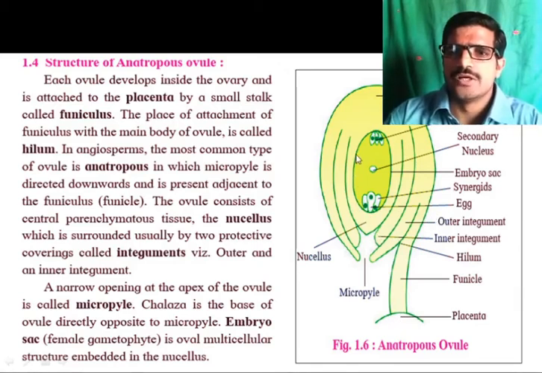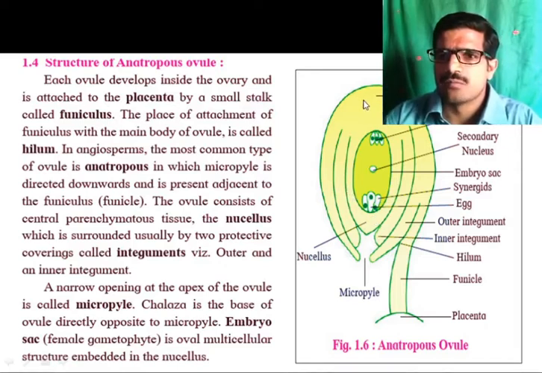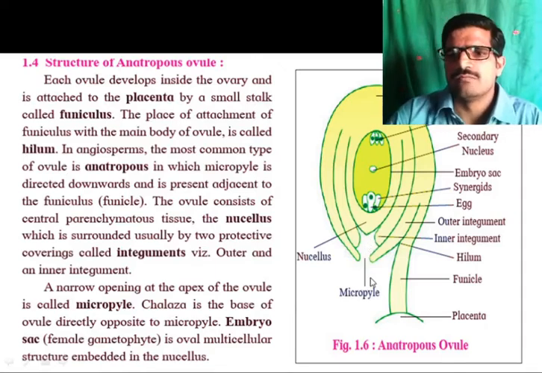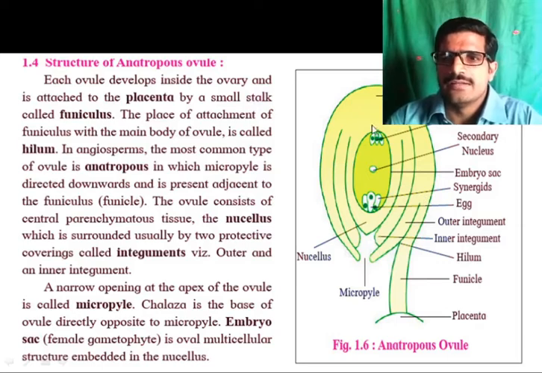This nucellus is made up of parenchymatous tissue. It is present inside the inner integument. Both integuments start from the chalazal region and cover the whole body of the ovule, except at the terminal portion, where an opening formed by these two integuments is called the micropyle. This is the micropylar region and this is the chalazal region. In the center there is the embryo sac, which is oval in shape.